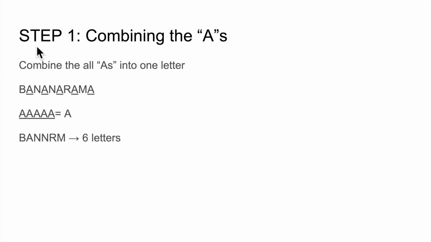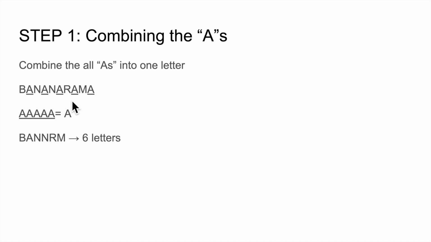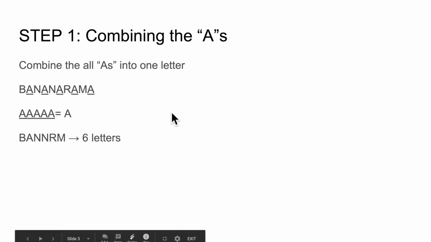In order to do this, first we're going to combine all the A's into one letter. As you can see in our original word Bananarama, we have how many A's? 1, 2, 3, 4, 5. I've underlined them all. Now instead of 5 A's, we are going to smush them together, combine them into one A here. So now our new word, instead of being Bananarama, is Bananrm. And it's 6 letters now, because we've condensed the 5 A's into one. Okay, so what is our next step now that we have combined all the A's into one?